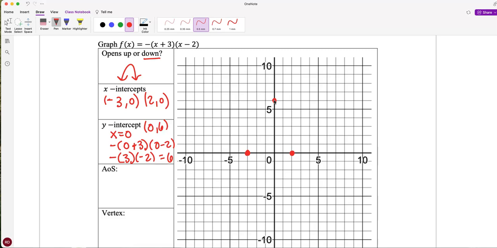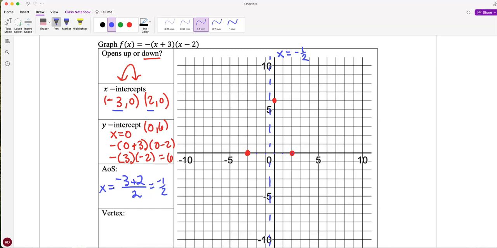Now the axis of symmetry is halfway between these 2 points. 1, 2, 3, 4, 5. So 1, 2.5. So right here is the axis of symmetry. And that's x equal -1/2. Now the other way you get that, you just take this p and q and you average them together. -3 plus 2 over 2, -1/2. Okay, so x equal -1/2 is the axis of symmetry.